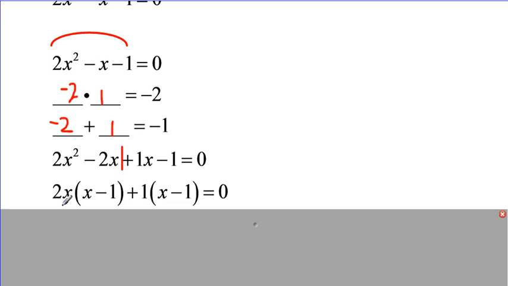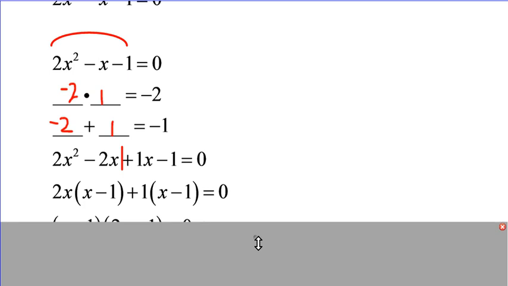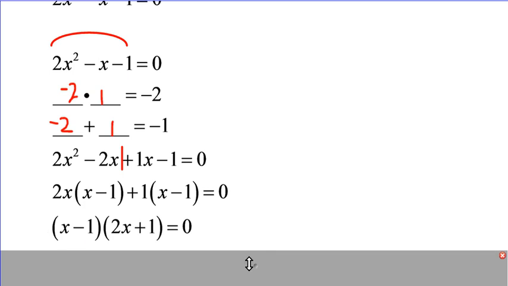The first part we know is we could divide out a 2x, so that would leave us with x minus 1. The second part we just can divide out a 1, and that leaves us with x minus 1. Notice how x minus 1 is a common factor. So if I divide out an x minus 1, I would be left with 2x plus 1. So my two factors are x minus 1 and 2x plus 1. Again, we need to take each factor and set it equal to 0 and solve.